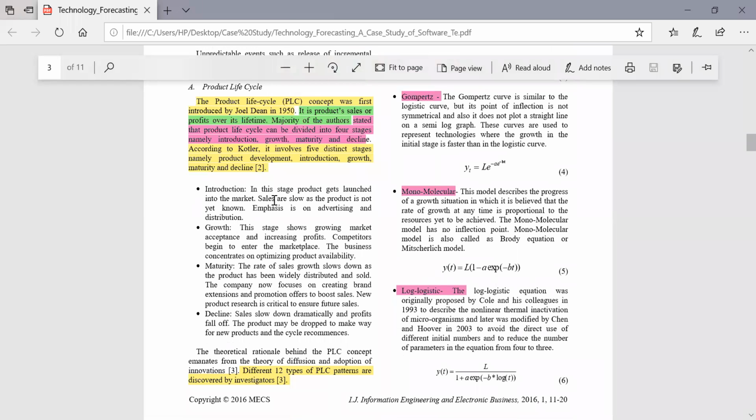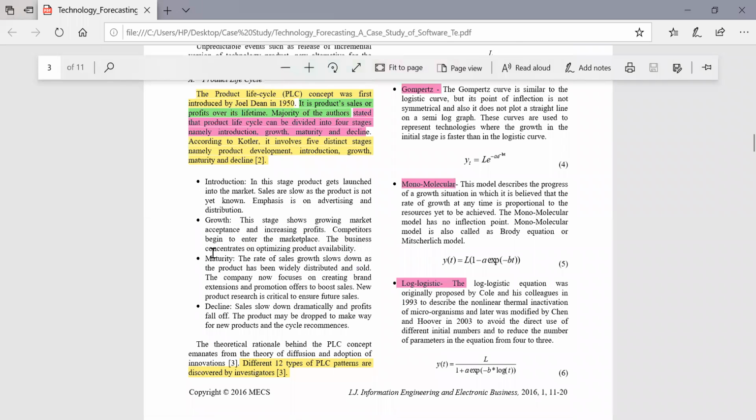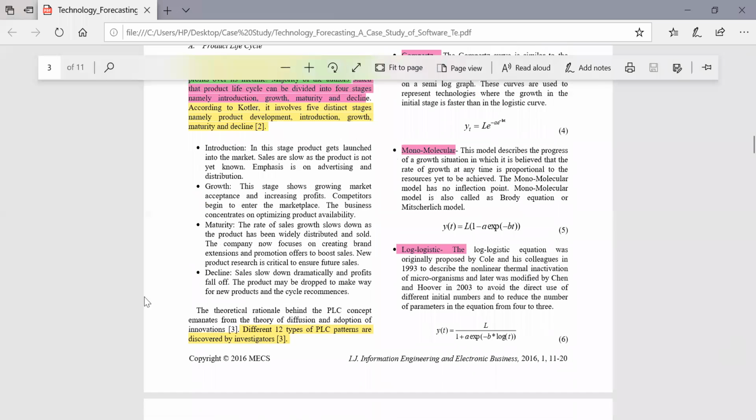I'm not going to explain this again. Everyone knows what happens in introduction, growth, maturity, and decline. I have put forward these aspects in every module if I remember, and I accept that even you guys know the meaning of it. Okay, so after this, based on the process, some theoretical rationale behind this PLM concept was formed in the form of theory of diffusion and adoption of innovations.